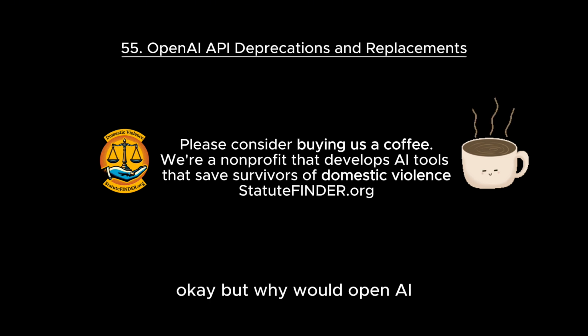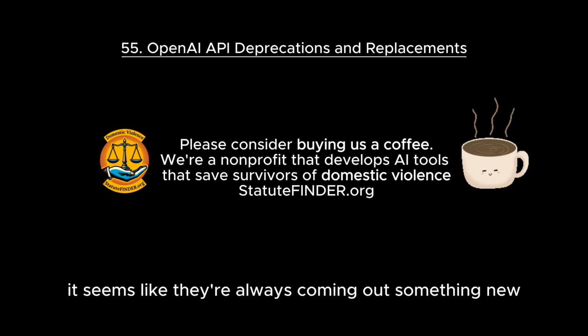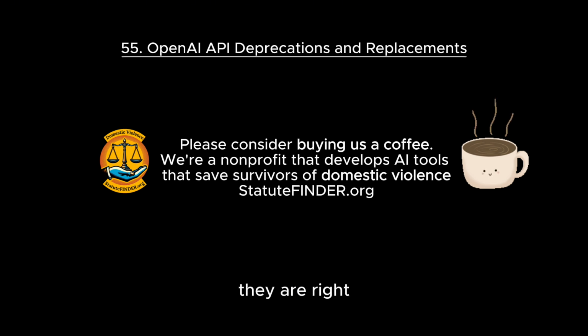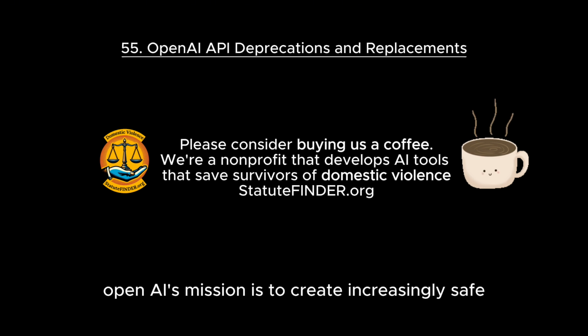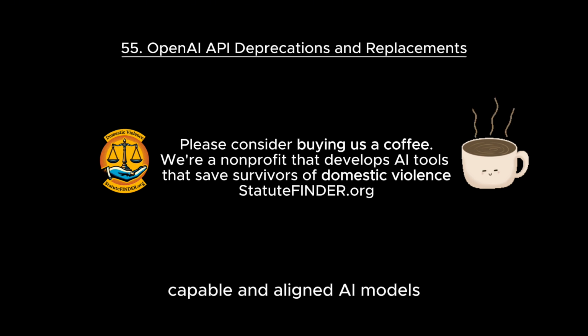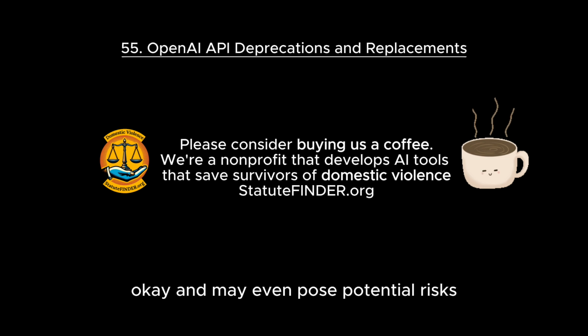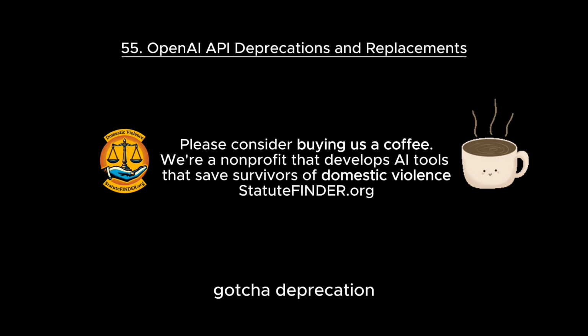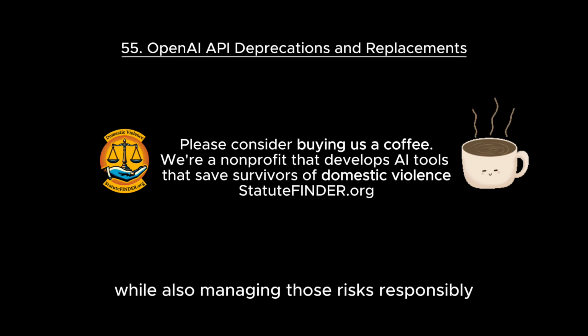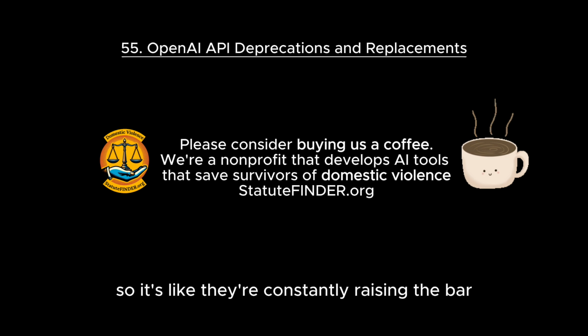Okay, but why would OpenAI deprecate a model in the first place? It seems like they're always coming out with something new. They are. OpenAI's mission is to create increasingly safe, capable, and aligned AI models. As they make progress, older models become less relevant and may even pose potential risks. Deprecation ensures that everyone benefits from the latest advancements while also managing those risks responsibly. So it's like they're constantly raising the bar.